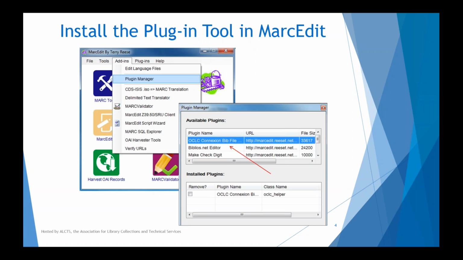Now, the first step in the process is to install and activate the plugin tool in MarkEdit. To do that, just open MarkEdit on your computer and go to Add-ins, Plugin Manager. Now, a new window will pop up and you will choose OCLC Connection BIB file. Then, download. This action will connect your plugin tool in your computer to your OCLC bibliographic file. A message saying the plugin will be activated the next time MarkEdit restarts will pop up, so you will need to close MarkEdit and open it later for it to get properly installed.